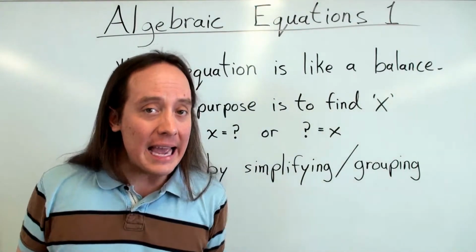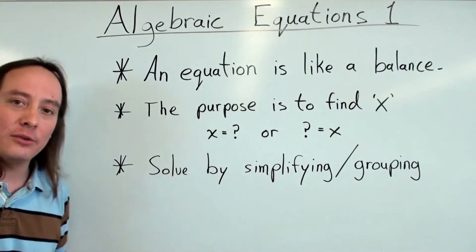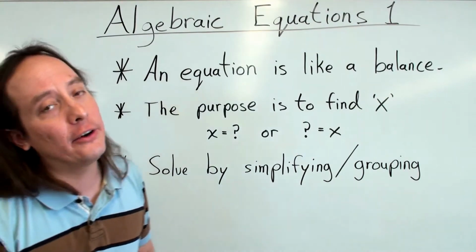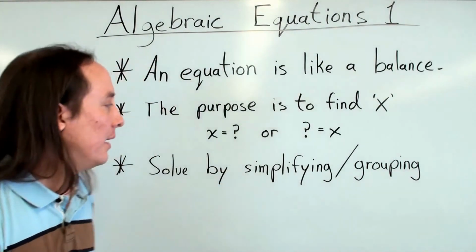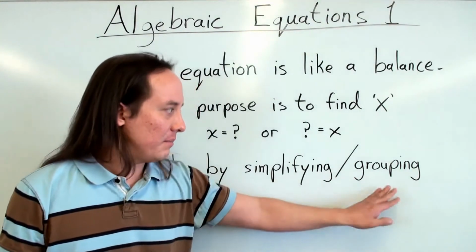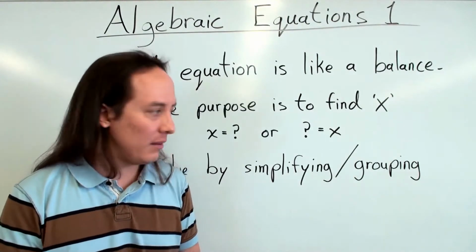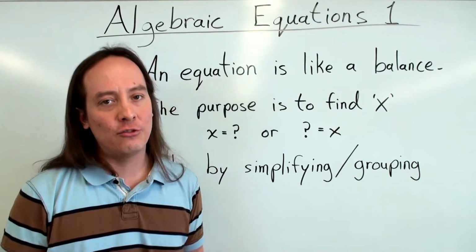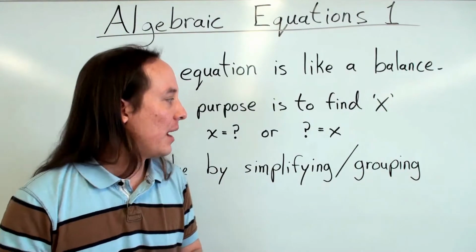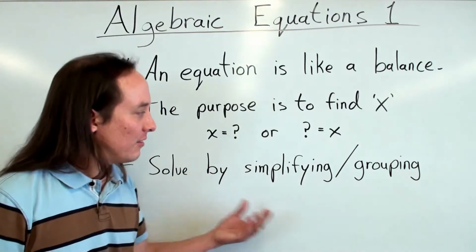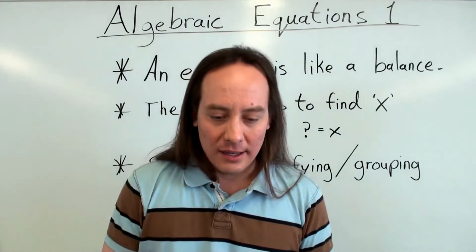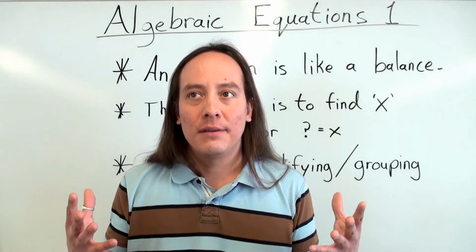Now, to isolate x, we have to go back to what we learned about how to group like terms or how to simplify. Okay? So it's really called simplifying, but simplification can mean different things. Usually it's grouping, sometimes it's the distributive property or something like that, right? But it's just a term that we use to make something more simple.